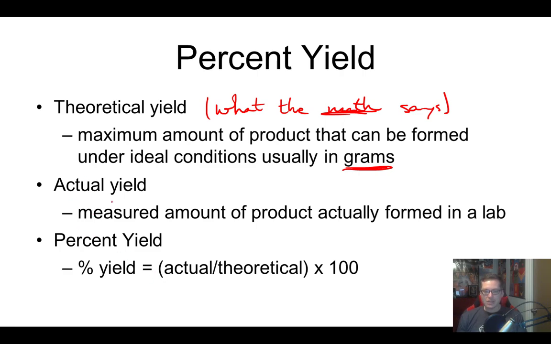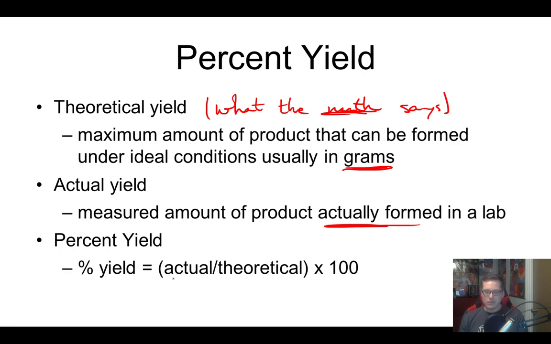The actual yield is the measured amount of product actually formed. So the actual yield, that's super easy. This is what you got when you were doing the lab. So if theoretically you did the math and you said, okay, we should have made 200 grams of water, but then when we measured it, we found we only made 190 grams of water. That leads us to the percent yield, and the percent yield is simply a way of quantifying how close you were to the theoretical yield.